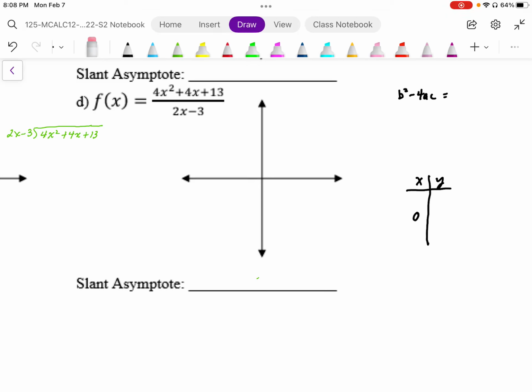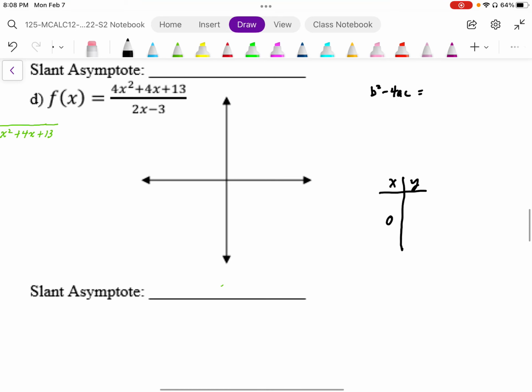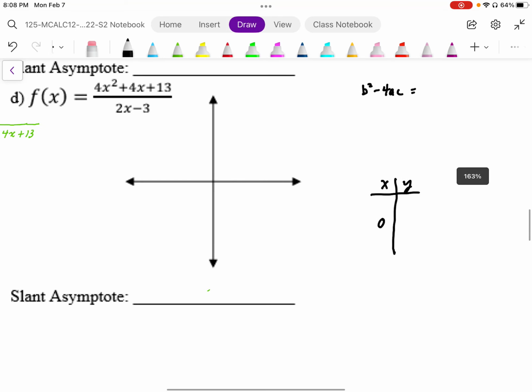So for example D, we have (4x squared plus 4x plus 13) over (2x minus 3). Now, this is going to have a slant asymptote since the numerator is 1 degree greater than the denominator. I tried factoring the numerator, but it looks very difficult to factor. In fact, I'm going to just test the discriminant to see if it actually has any zeros. If it does, then I can use the quadratic formula.